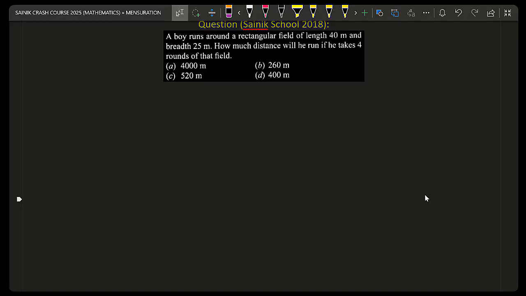Okay. If he runs around only one round, what is the distance he covered? It is equal to? Sir, it is equal to the perimeter of the rectangle. What is the perimeter of a rectangle? 2 into L plus B. What is the length? 30 meters. What is the breadth? 25 meters. So this is one round. But how many rounds is he taking? Sir, 4 rounds. Multiply by 4. That will give you the answer.